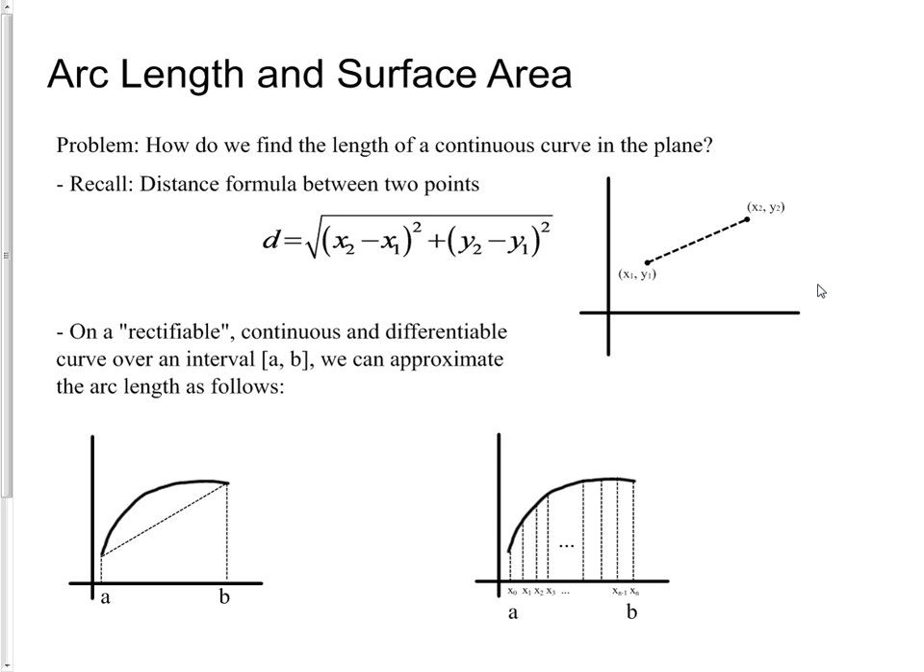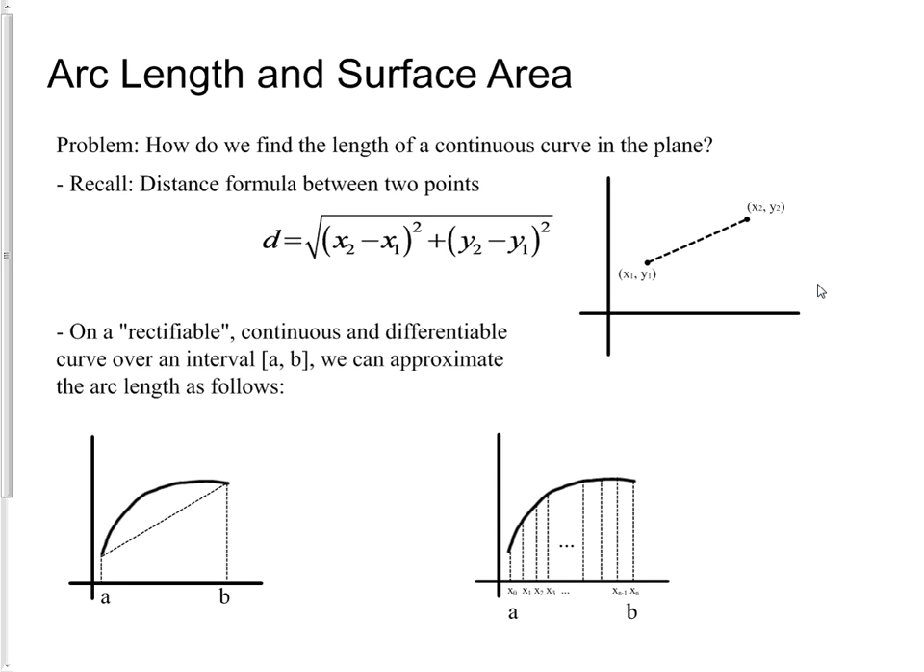Well, on what we call a rectifiable, continuous and differentiable curve on an interval from A to B, we can approximate the arc length as follows. Now, by the way, when we say rectifiable, what we mean is that the arc length is continuously connected at every point. There's no points that it skips. It doesn't do any weird stuff like come to a point and then have an undefined differential and so on. So we're going to have a rectifiable, continuous, and differentiable curve on this interval.